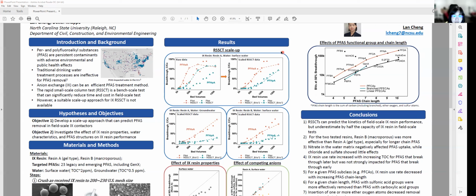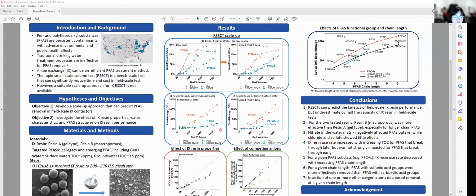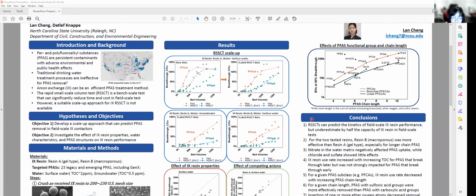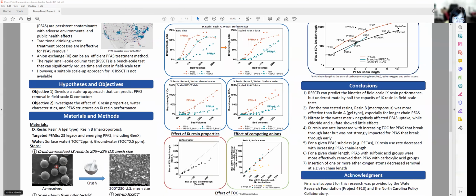One possibility of this phenomenon could be that we lost some of the capacity during the grinding. So in the future experiment, we will measure and compare the theoretical IX capacity between the as received ion exchange resin and the crushed ion exchange resin.